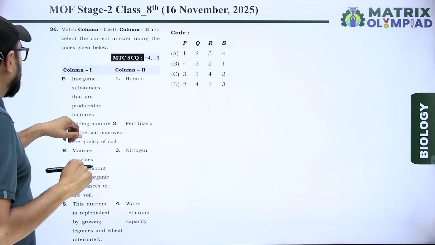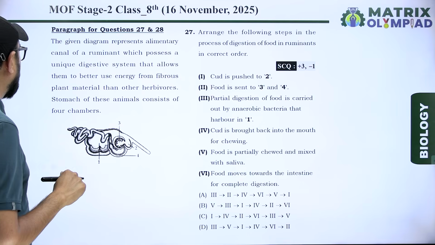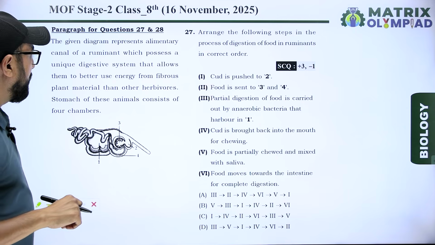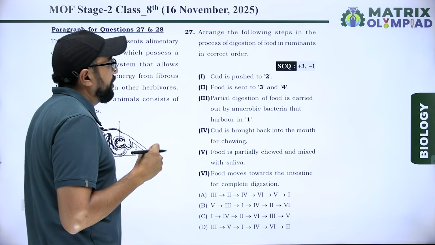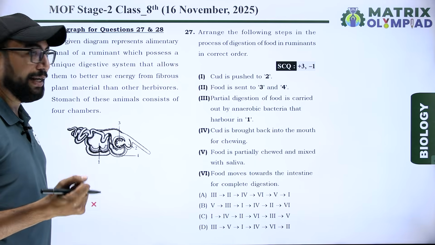Next question is paragraph based. In this case, the given diagram is a rumen. Arrange the following steps in the process of digestion of food in ruminants in correct order.